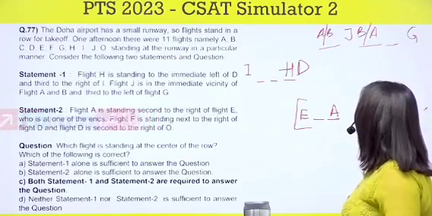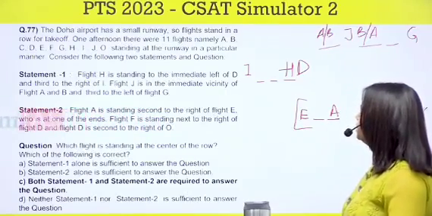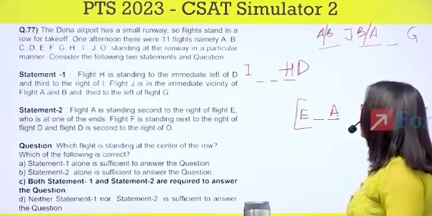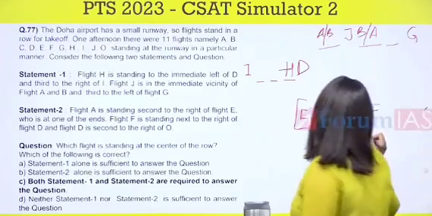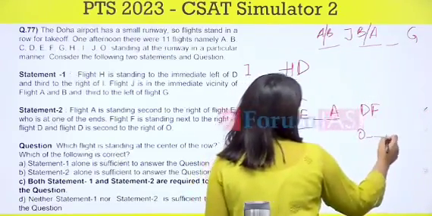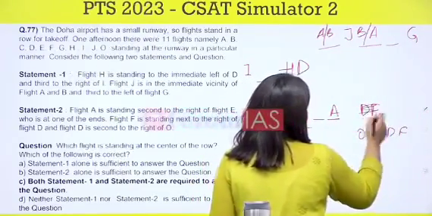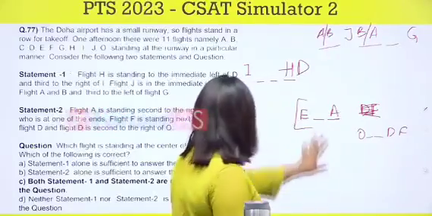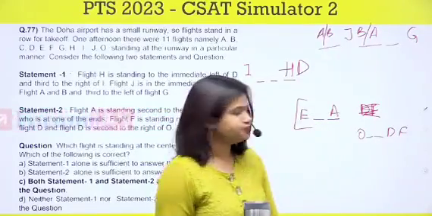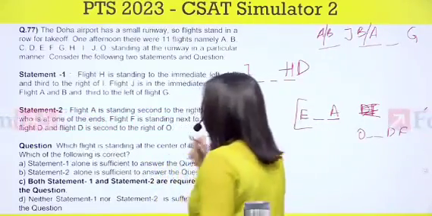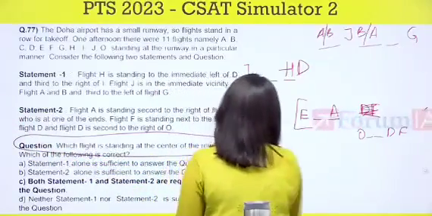F is standing next to the right of D. And D is second to the right of O. That means O, 1, 2, D. This is what I know from the second statement. Separately, are they enough to answer the question? No. What is the question? Which is the flight standing at the center of the row?